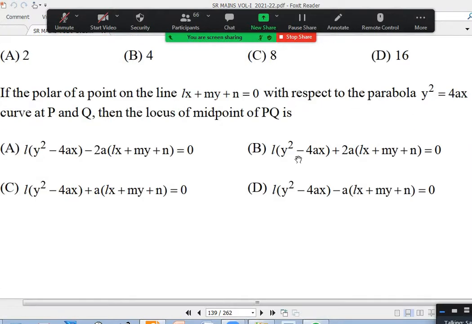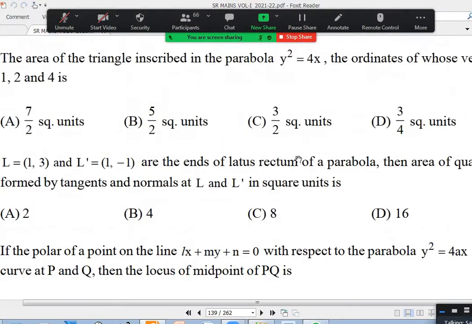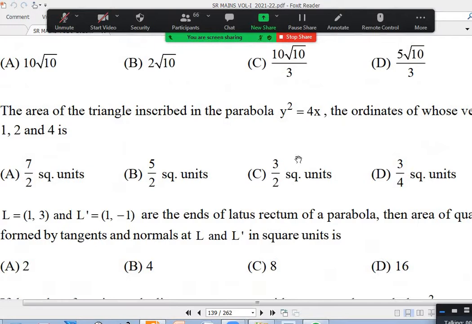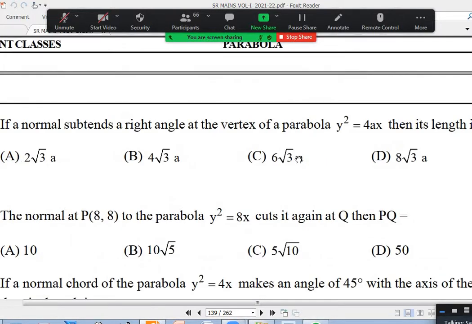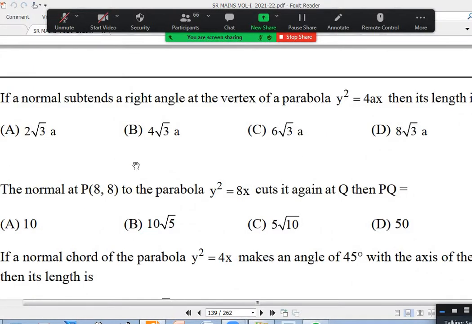Any other doubt? Anybody? Any number? 71. 71. Is it 71? Yes. Okay.